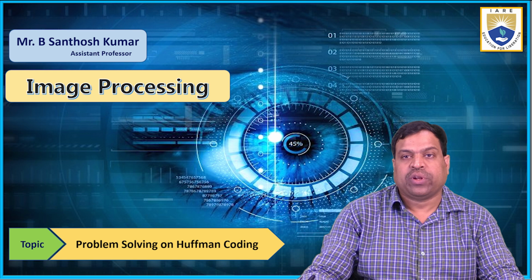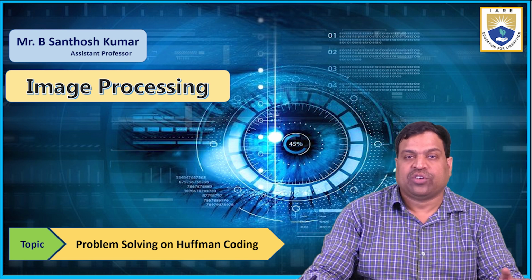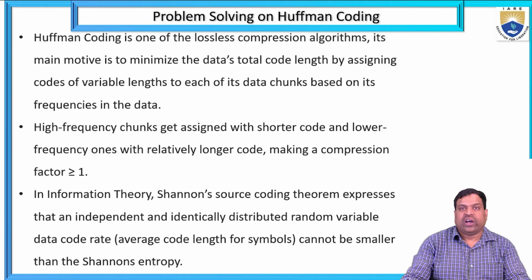So what is Huffman coding and why it is related to image processing, we will discuss. Actually, Huffman coding is one of the lossless compression algorithms. Its main motive is to minimize the data's total code length by assigning codes of variable lengths to each of its data chunks based on its frequencies in the data. High frequency chunks get assigned the shortest code and lower frequency ones a relatively longer code, making a compression factor greater than or equal to 1.